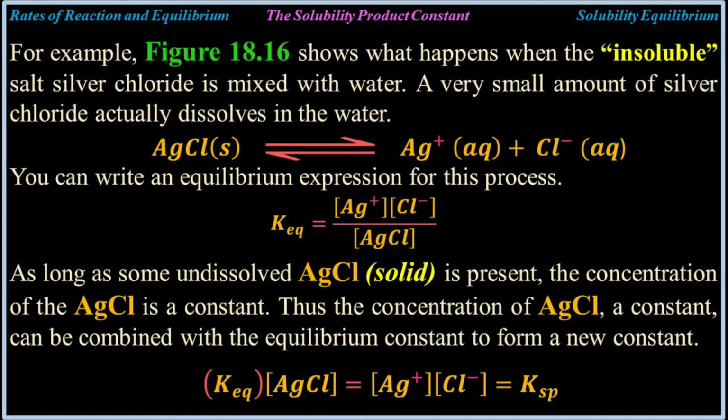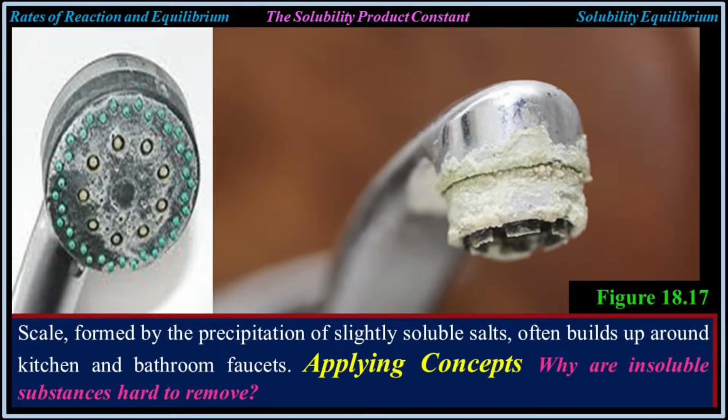You can write an equilibrium expression for this process. As long as some undissolved silver chloride solid is present, the concentration of silver chloride is a constant. Thus, the concentration of silver chloride is constant and can be combined with the equilibrium constant to form a new constant. So the product Keq times the silver chloride concentration equals the product of the silver ion and chloride ion concentrations, and that will all equal the Ksp, or the solubility product constant.